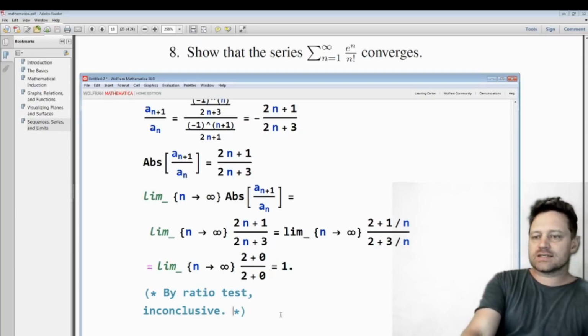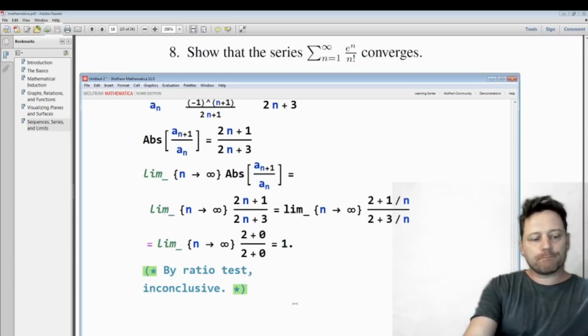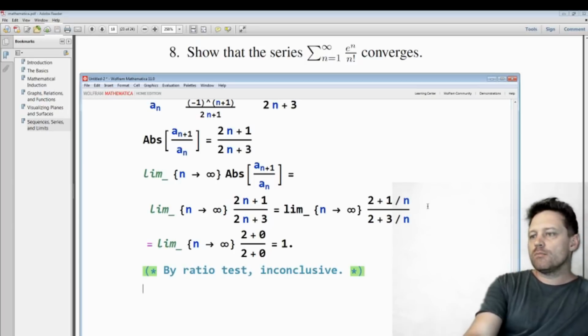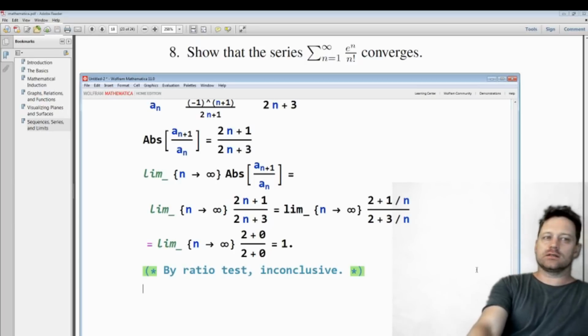All right, so in summary, the ratio test is great, but there are some inconclusive cases.